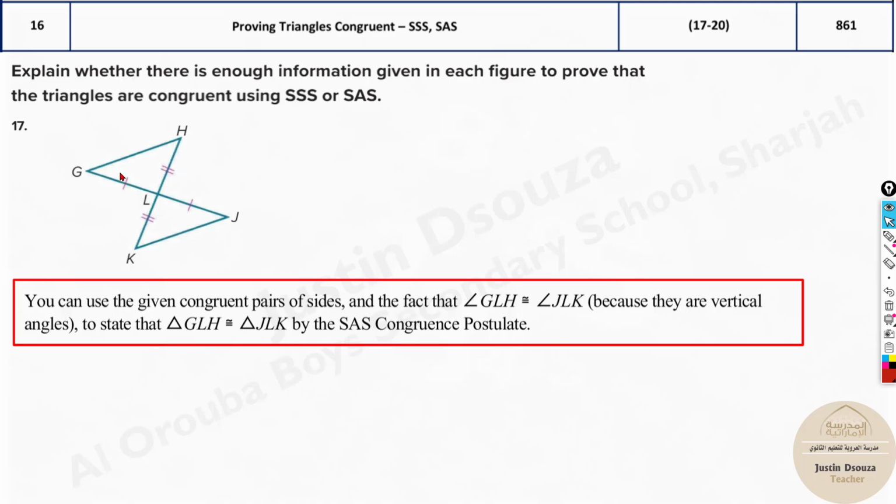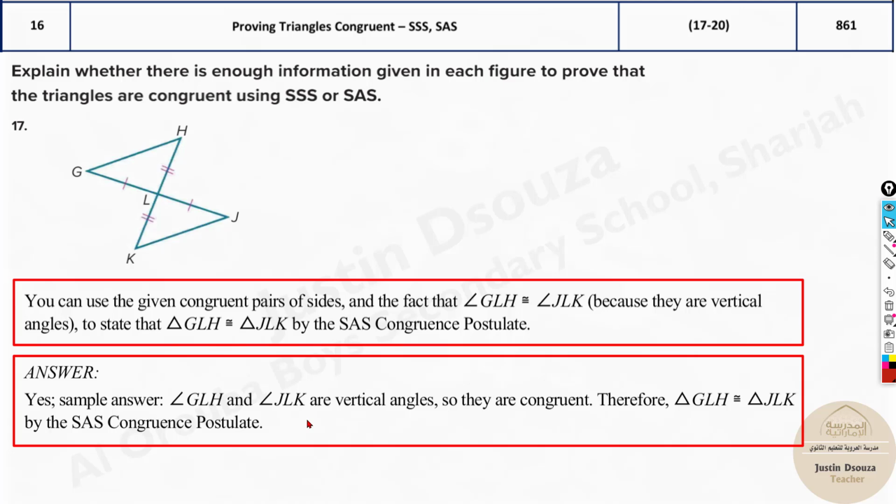The given congruent pairs are used to show that these sides are congruent, and then the fact that angle GLH is congruent to angle JLK, because they are vertical angles. Therefore, triangles GHL and JLK are congruent to each other because of the SAS congruency postulate. So this is what is used over here. I hope that is clear.